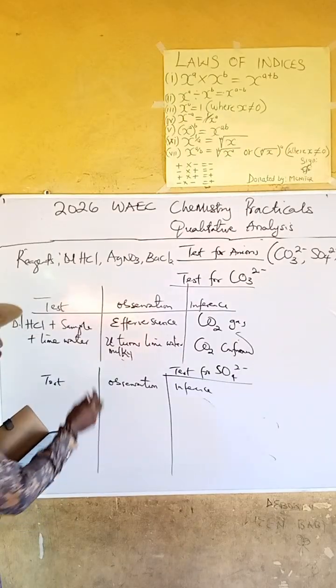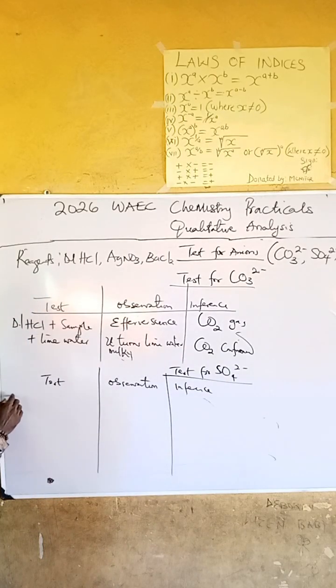Now, for sulfate, I will use the reagent barium chloride. So we say barium chloride plus what? Dilute acid.